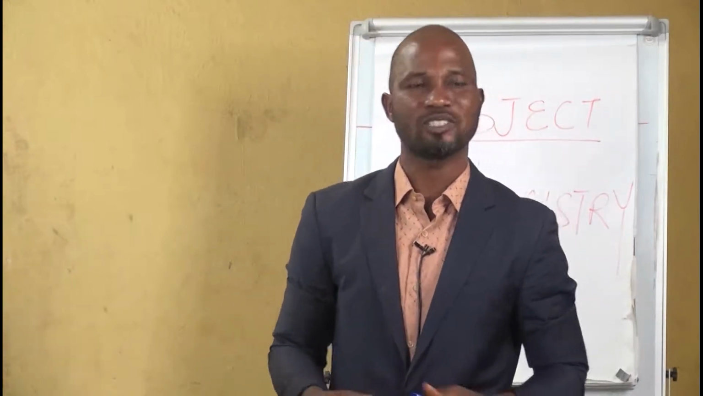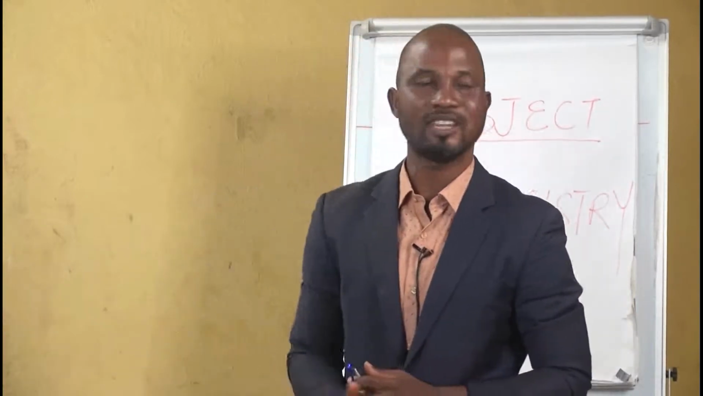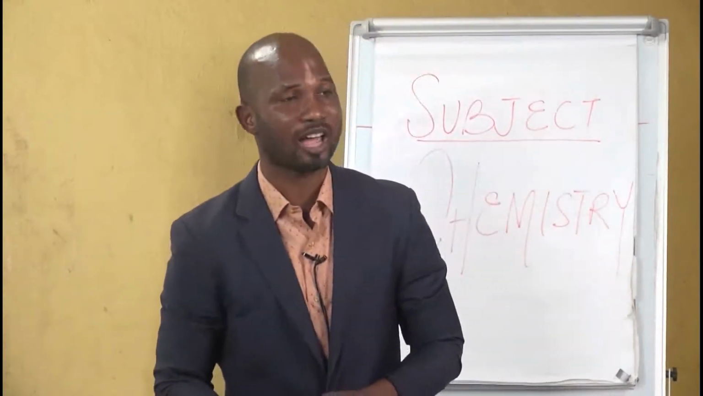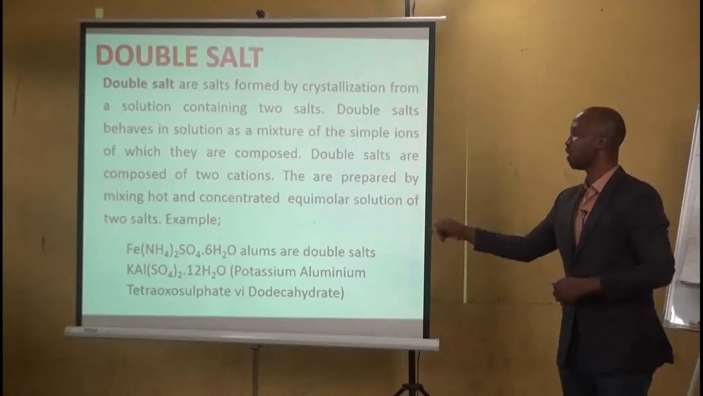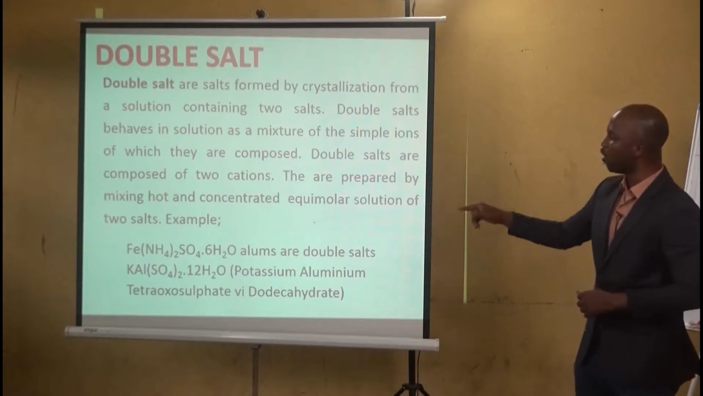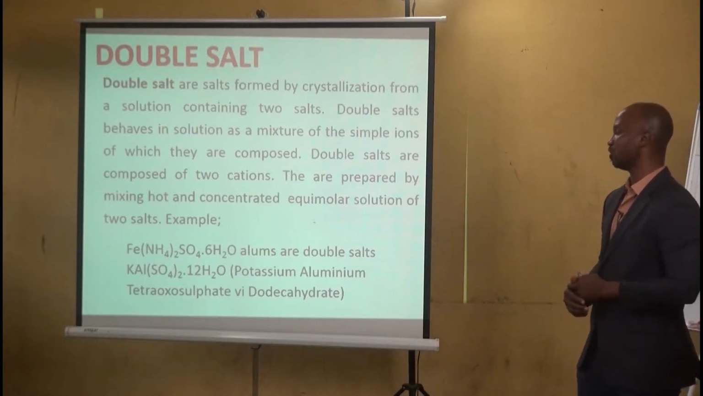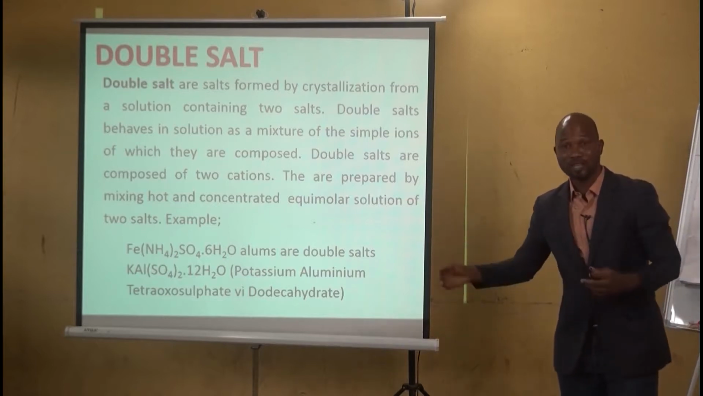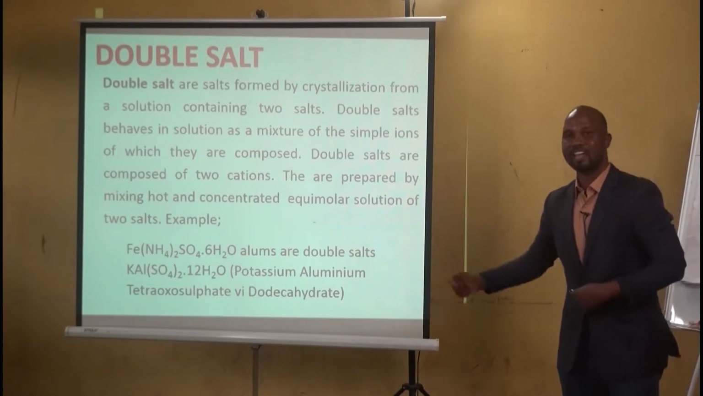Majorly, the alums that we use are double salts. And you can see that the alum you use for coagulating your water during water treatment is potassium aluminium tetraoxosulfate 6 dodecahydrate, and that is the 12 waters of crystallization in that substance. So it's an example of a double salt. The two cations there are potassium and aluminium.